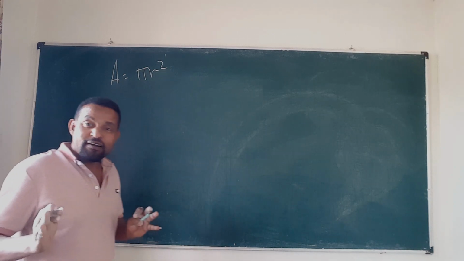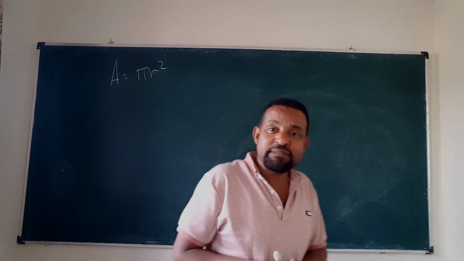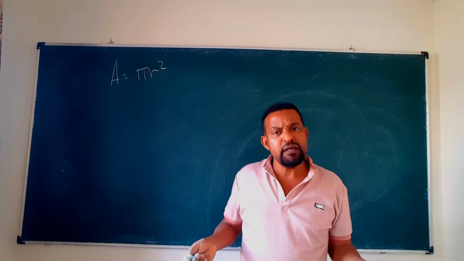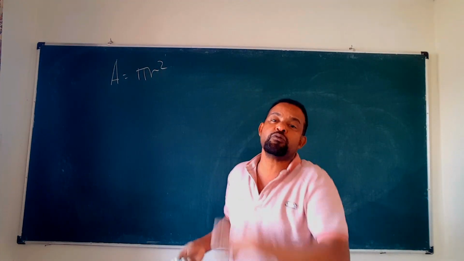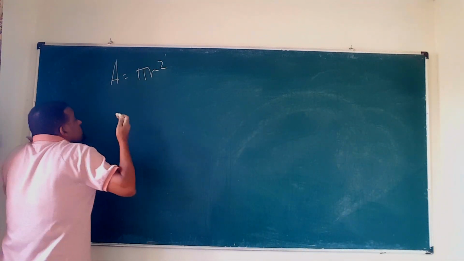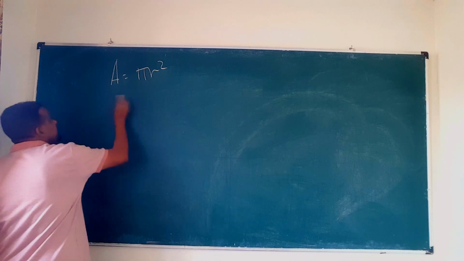Now notice what is given. With respect to time, that means the rate of change of radius with respect to time is given. The rate of change of area with respect to time is what we are asked to find.